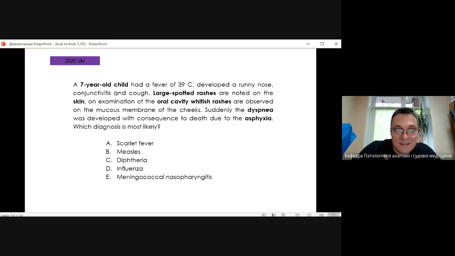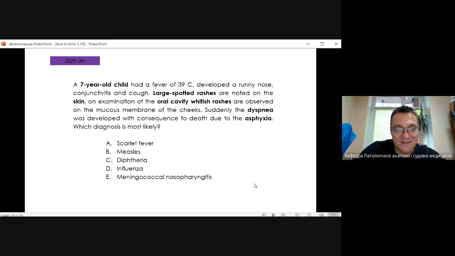One more question. A 7-year-old child with fever of 39, some catarrhal appearance: runny nose, conjunctivitis, and cough. Large spotted rashes are noted on the skin, and with the examination of the oral cavity, whitish rashes are observed on the mucous membrane on the cheeks. Suddenly, dyspnea developed with consequence of death due to asphyxia. Which diagnosis is most likely?